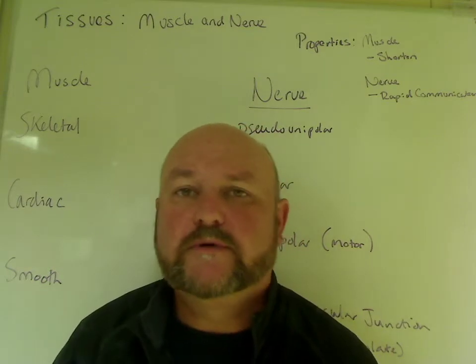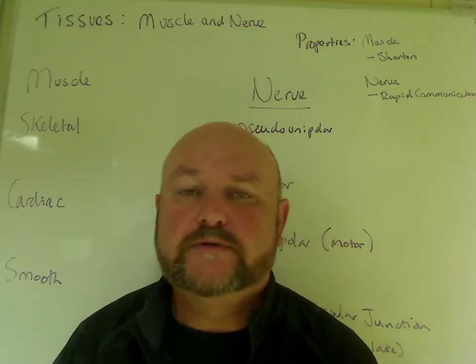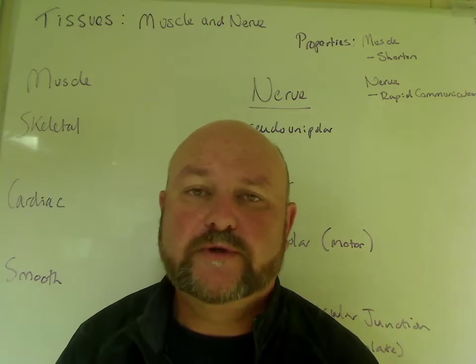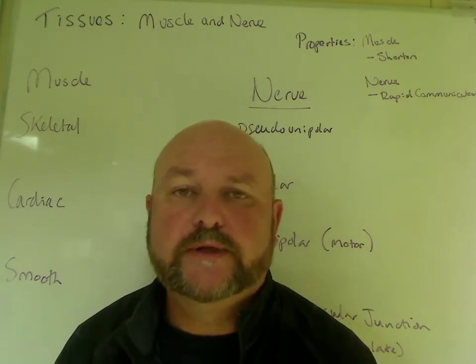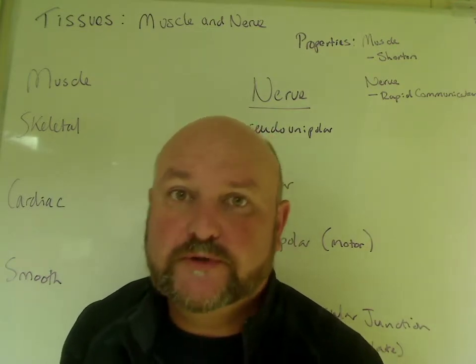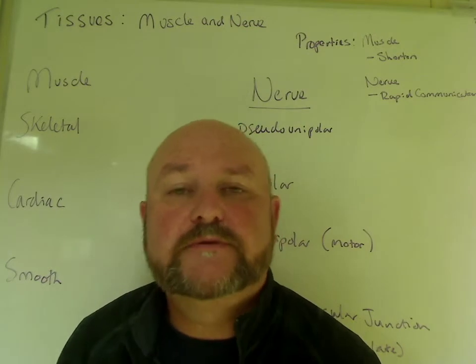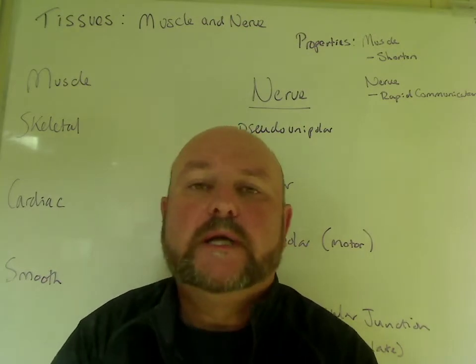Hello, and welcome back to the last part of the tissue lectures. So far we have looked at the epithelia and we've looked at the connective tissue, and of the four main types we have two left: muscle and nerve.